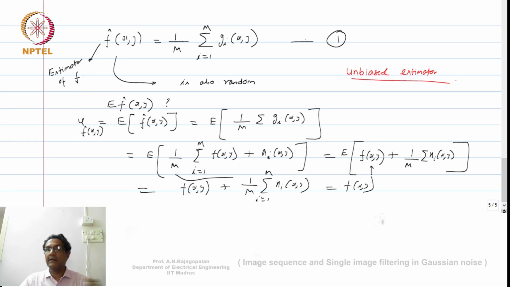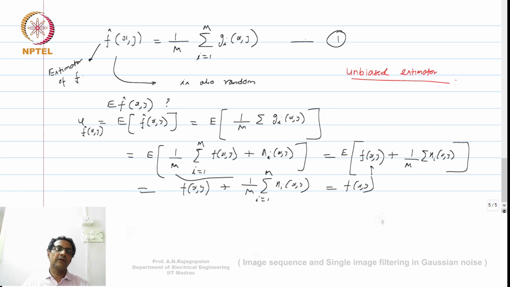If f was actually a random quantity, we would have asked for mu f hat to be equal to expectation of f. But in this case, f is simply a deterministic quantity, as we have assumed. So is this estimator unbiased? The answer is yes. But that by itself is not enough. We also need to know how much the variance is about this value, because if the variance is very high, then our trust in this estimator will be less.